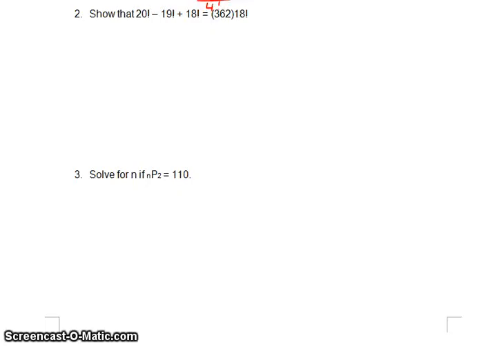So moving to example number 2 here. Here we need to show that the factorial of 20 subtract the factorial of 19 plus the factorial of 18 is equal to 362 times the factorial of 18. So now what we're going to do is look at just the left-hand side here.